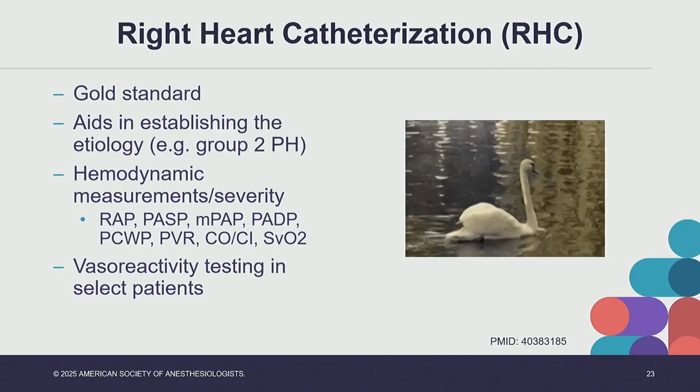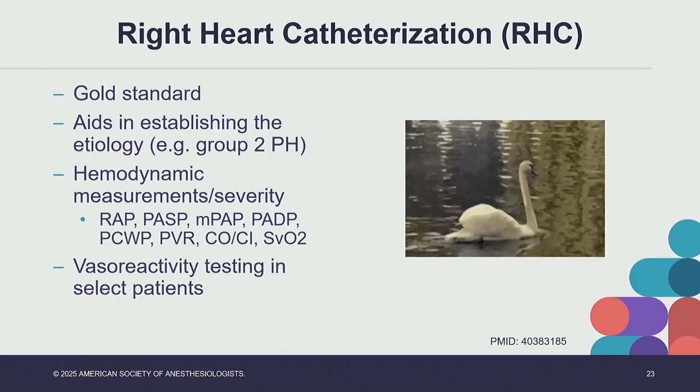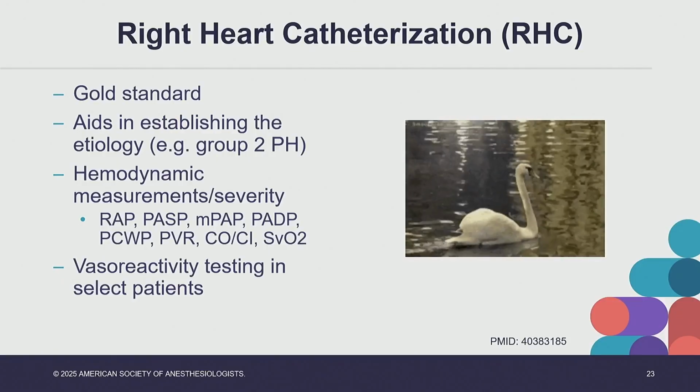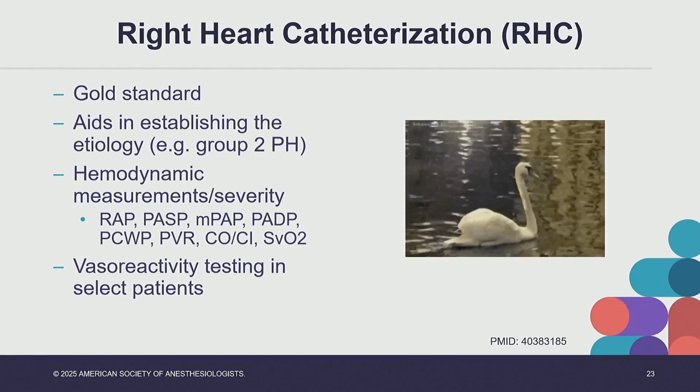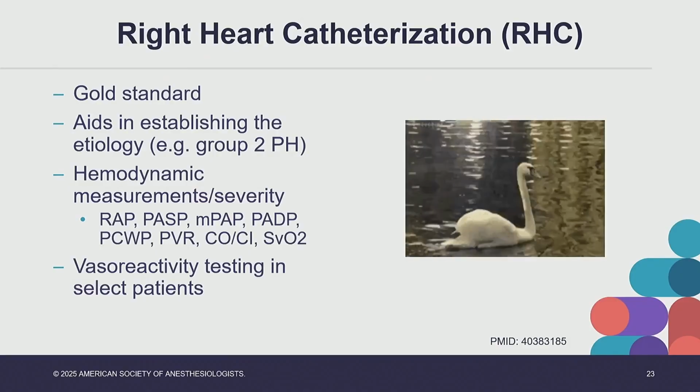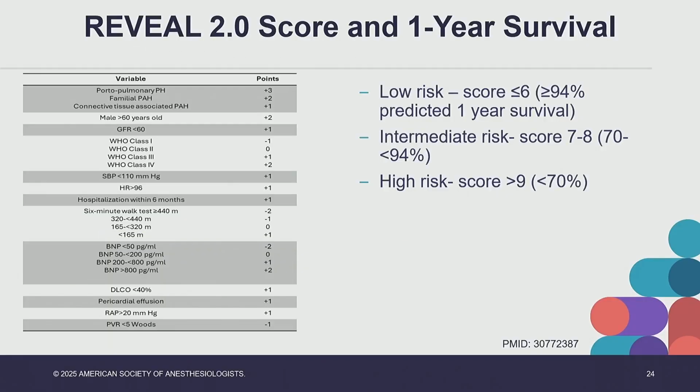Right heart catheterization is essential for diagnosis. It can also help you understand what type of pulmonary hypertension the patient has. You can also directly measure important variables such as, for example, cardiac output, cardiac index, mean pulmonary arterial pressure, mixed venous saturation. And in a select group of patients, you can also perform vasoreactivity tests and see if they are responders to calcium channel blockers. In terms of prognosis and prognostication, the REVEAL 2 score is quite important.